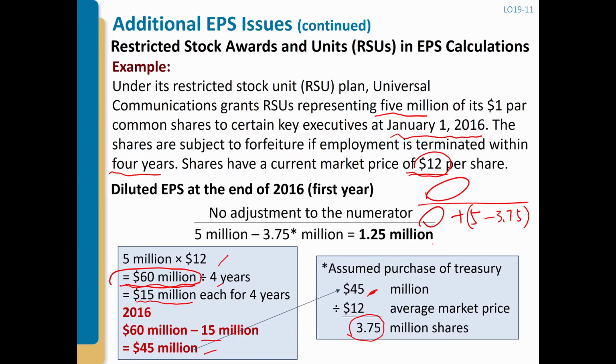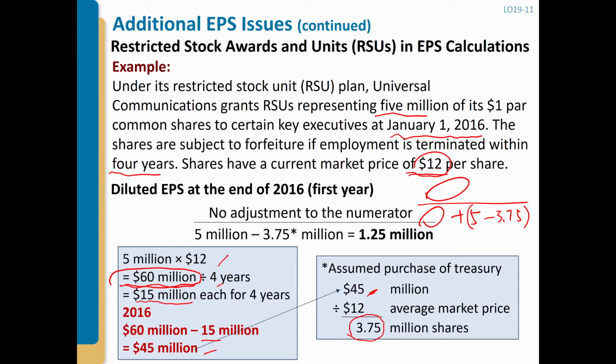Could you explain what the 45 million is again? 45 equals 60 minus 15. 60 million is the total expense, but those expenses will be allocated over 4 years. Each year is going to be 15 million. So this year we already recognized 15. For the remaining 3 years, each year you would recognize 15, 15, 15. Total is 45, so we save $45 million of expense.